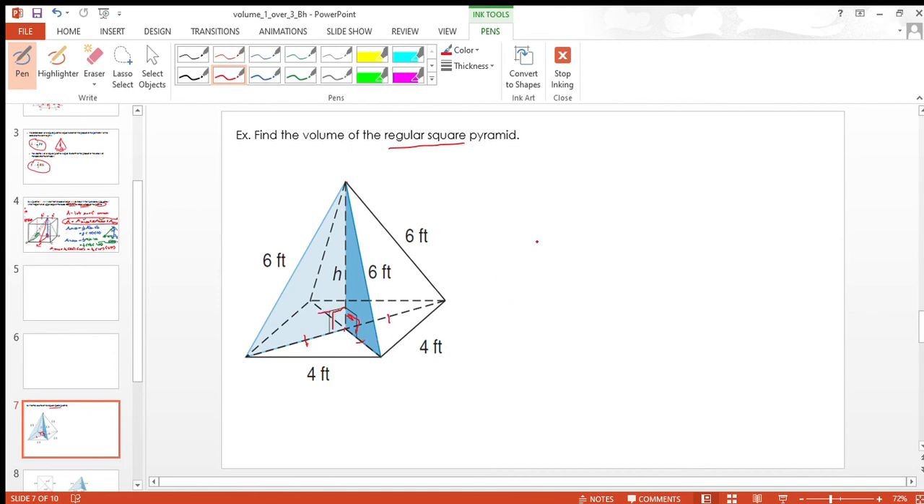Therefore, if we now solve for the volume, the volume is 1/3 the area of the base multiplied by the height. And clearly, the base is just a square. The area of the square base is the edge squared. So that's 4 squared times h. So our problem is, what is the value of h?